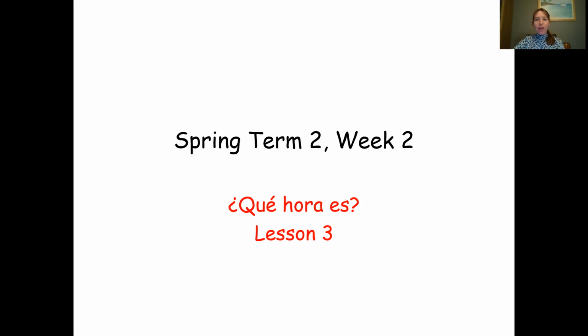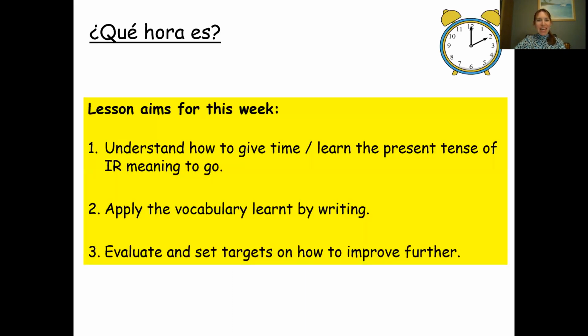Welcome to Lesson 3, our final lesson of Week 2 on the topic of ¿Qué hora es? What's the time? Empezamos. So, por favor, escribir el título, ¿qué hora es? Subrayar con una regla. Also write the date, la fecha en español, subrayar con una regla.